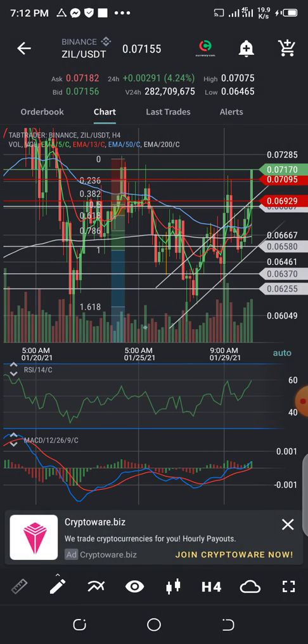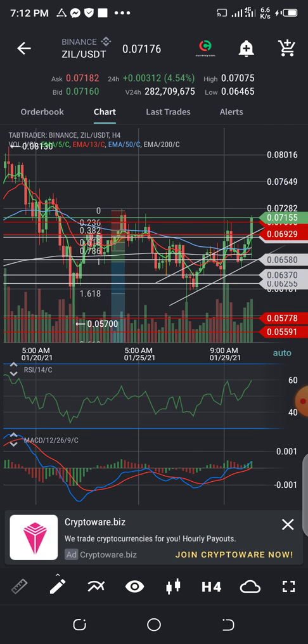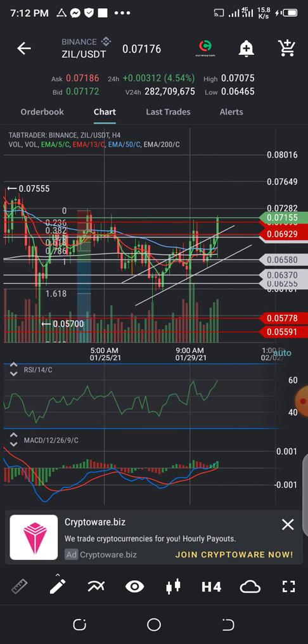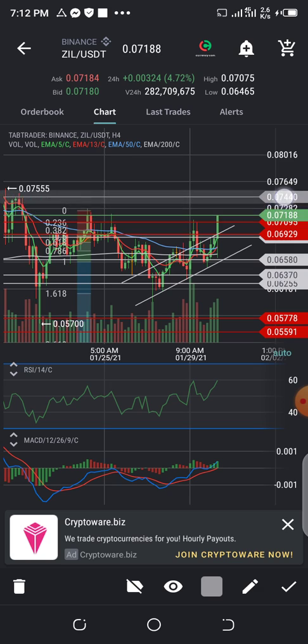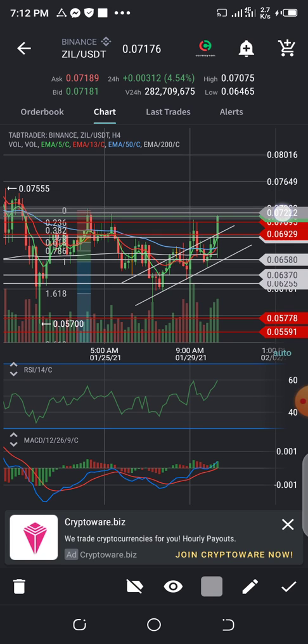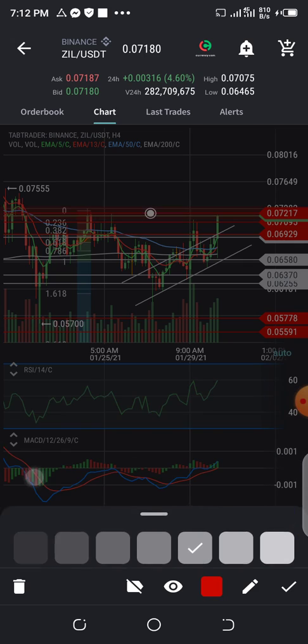Can you see it? It has broken both resistance lines. Let's load. It has broken both resistance. Okay, there's still another one here. Let me see. Horizontal. There's still another resistance here. Let me change it to red so you see it clearly.